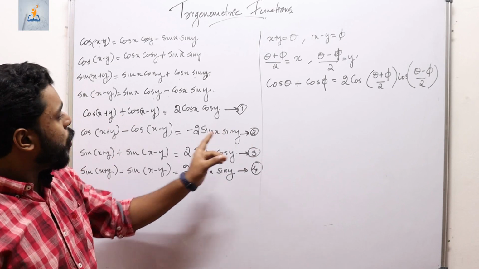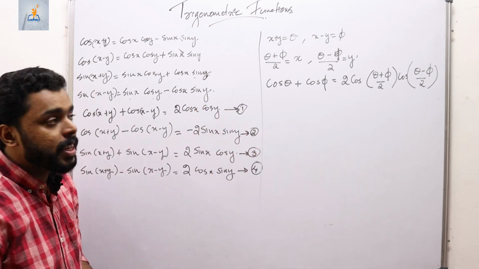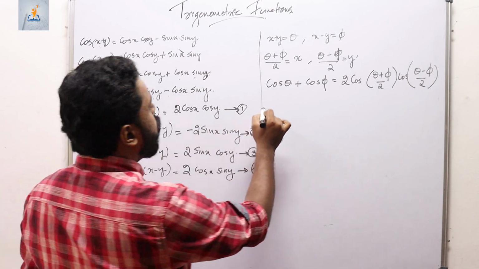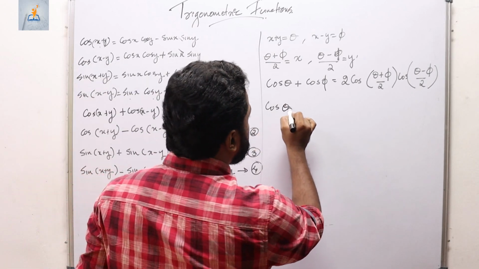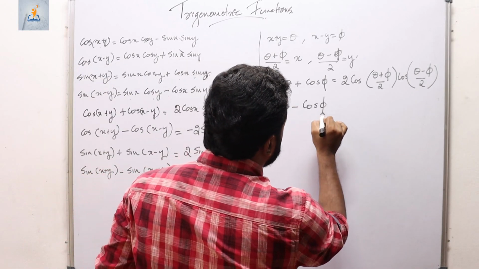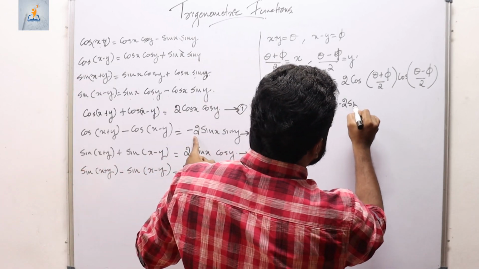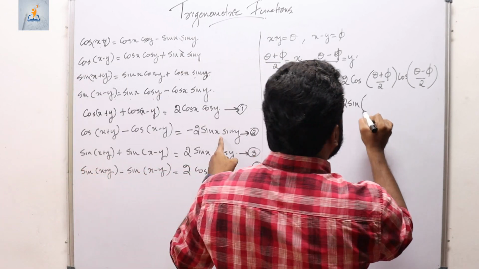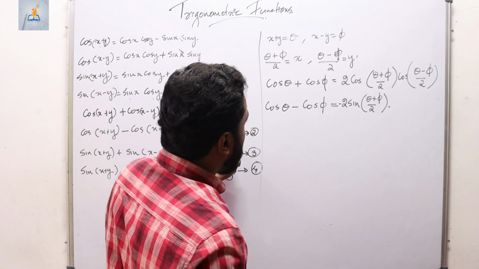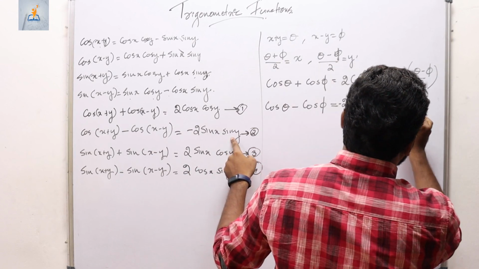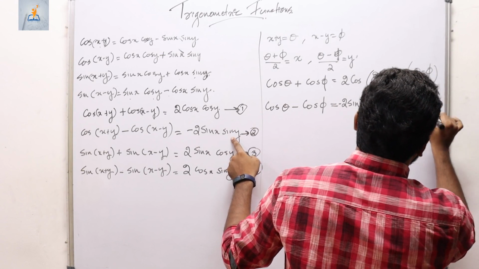Now coming to the second one, we are going to resubstitute x and y just like this. In the place of x plus y we have theta, isn't it? So cos theta minus cos phi is equal to minus 2 sin x, with x replaced by (theta plus phi)/2, into sin y, with y replaced by (theta minus phi)/2.